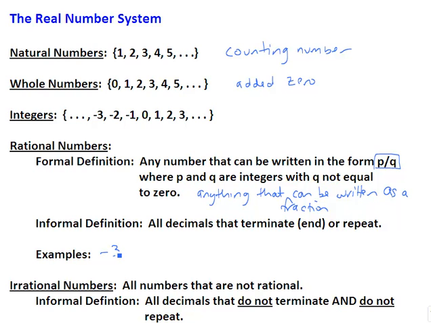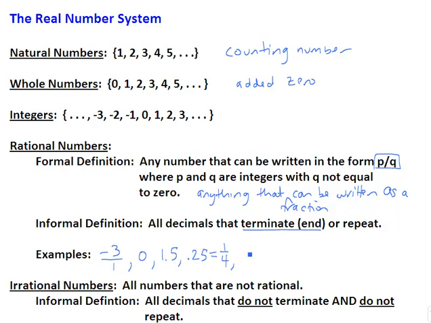-3 is a rational number because it's an integer, and all integers are also rational numbers because they can be made into fractions by just putting them over 1. 0 is also rational. 1.5 would be an example of a rational number because that would be an example of a decimal that terminates or ends. For the same reason, 0.25 would also be a rational number. 0.25 is also rational because we know that as the common fraction 1/4. So any number that can be written as a fraction is also rational.